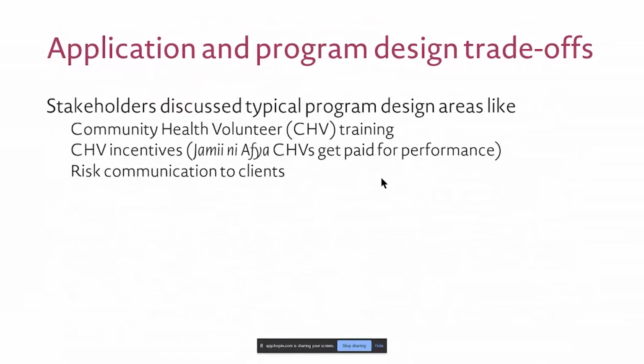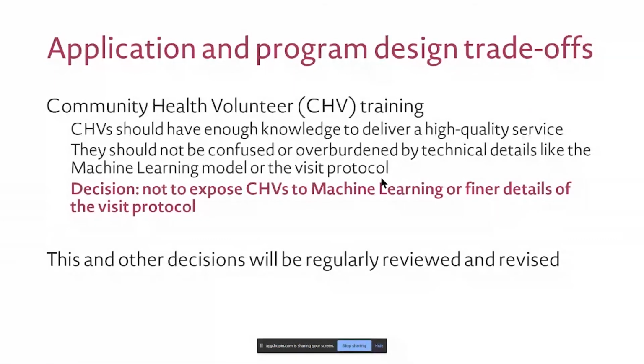So in the interest of time, I will go a little bit quickly through the application and program design trade-offs, and maybe we have some time during discussion. We discussed with our stakeholders community health volunteer training, CHV incentives, and risk communication. And I'll just focus on training here and how we actually deliver the intervention.